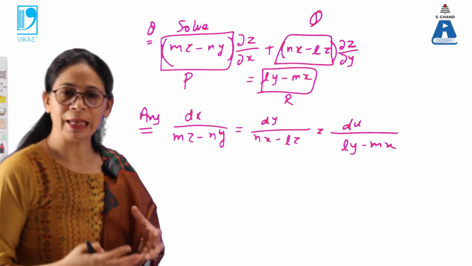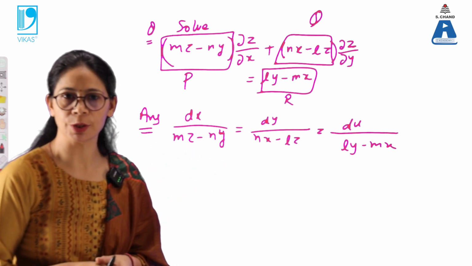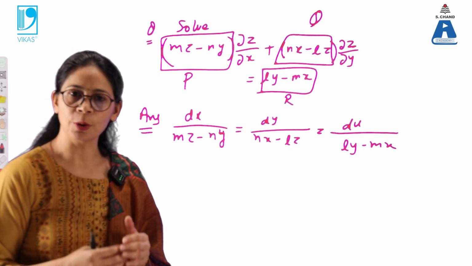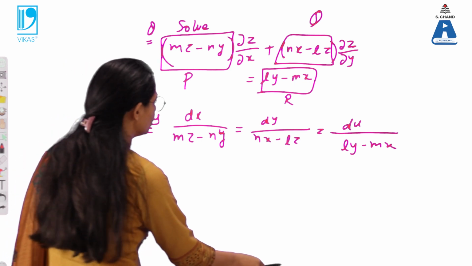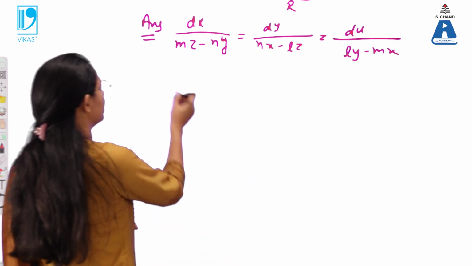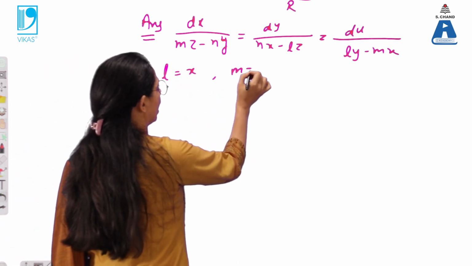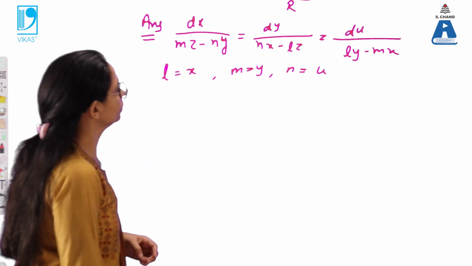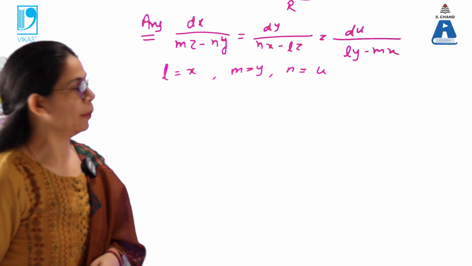Now here it is clear that none of the pairs in these auxiliary equations can be solved to get some explicit relation. Therefore, there is a need to use the multipliers. So here we will use the multipliers; let us say that l we are taking as x, m as y, and n as u. Let us say that we are taking these multipliers as L, M and N.